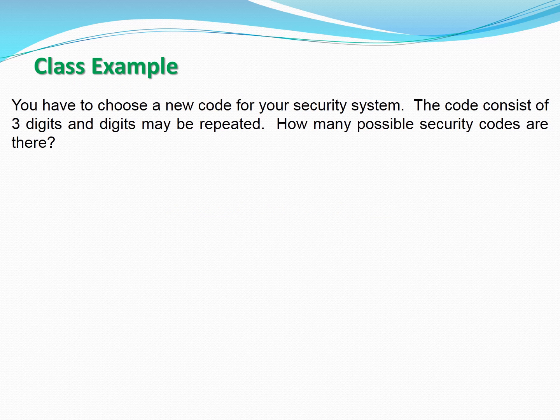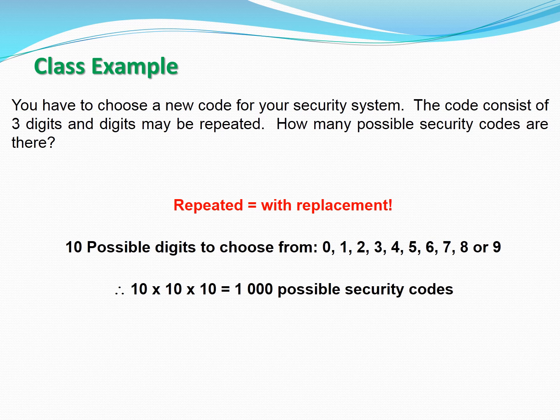Okay, here's another example for you. Here I tell you, you have to choose a new code for your security system. The code consists of 3 digits, and digits may be repeated. So that means it will be with replacement. And how many possible security codes are there? Well, the order of the codes are important, so it will be a permutation. And like I said, it can be repeated, so it will be with replacement. And you will have 10 digits to choose from each time. You can choose any digits from 0 up to 9.